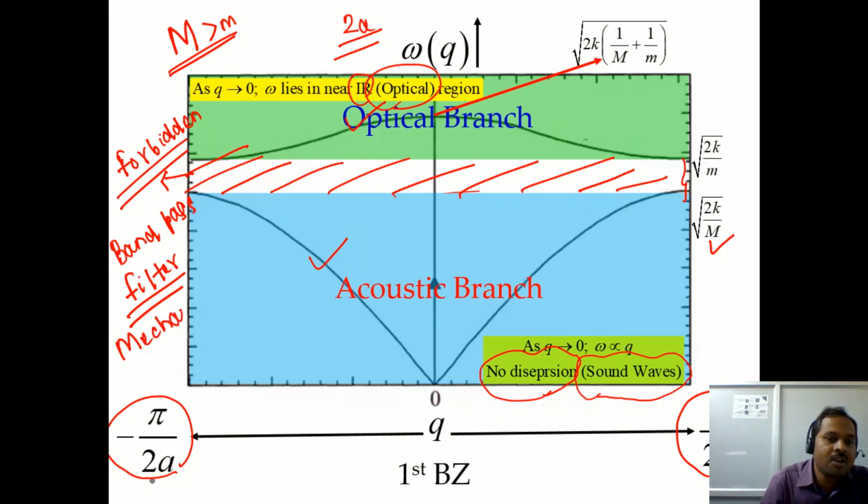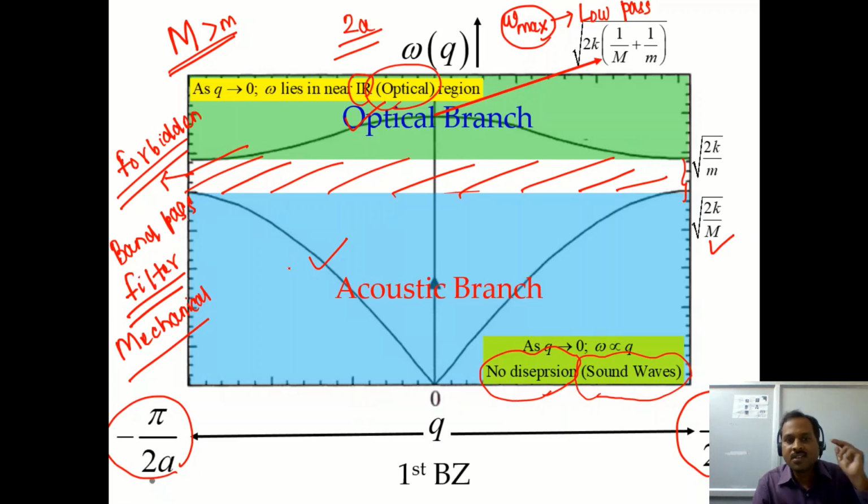On the other hand, if you recall, for the monoatomic chain there was a certain cutoff limit, that is omega max, above which no frequencies were allowed. That's why a monoatomic chain can be used as a low pass mechanical filter, whereas a diatomic chain can be used as a band pass mechanical filter. So this is all about the phonon dispersion relation, that is the relation between the angular frequency and the wave vector for the elastic waves inside the solid at a particular temperature.